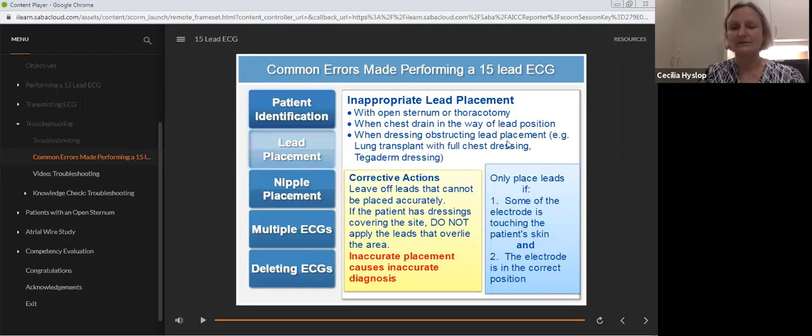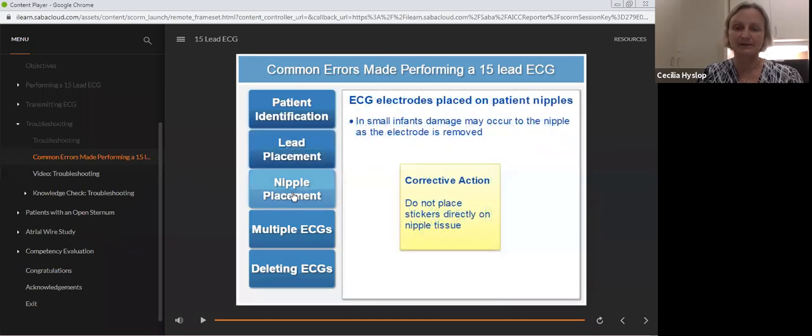So when dressings are obstructing lead placement, e.g. lung transplant or full chest dressing, sternal dressing, just leave off the ones where you can't apply them in the proper spot. But don't try to apply the leads that overlie an incorrect area. Inaccurate placement, we can't stress enough, causes inaccurate diagnosis. So if only some of the leads can be placed, then that's fine. We'll just read the leads that can be placed properly.